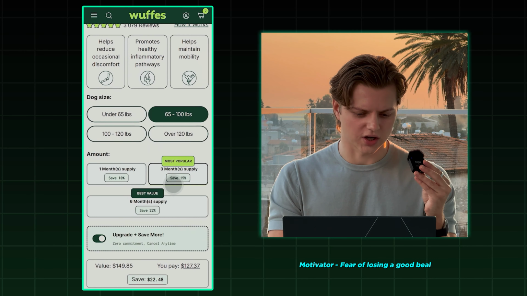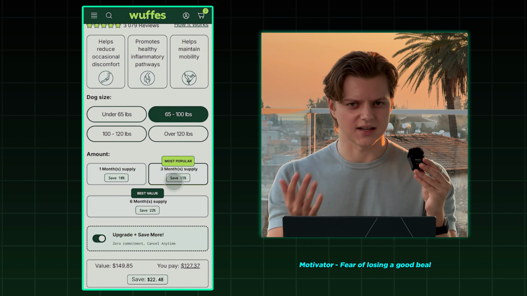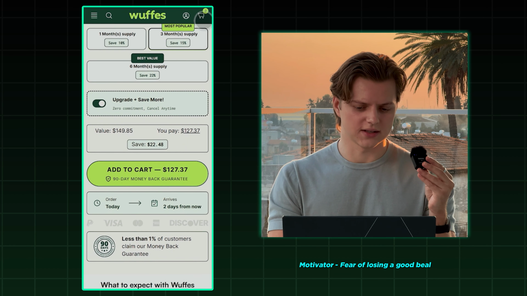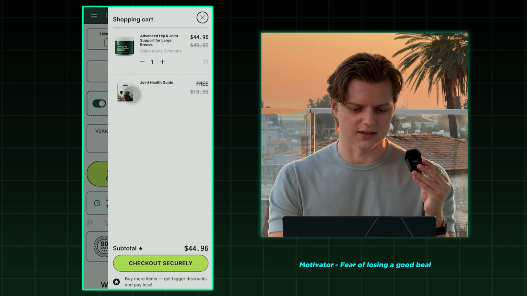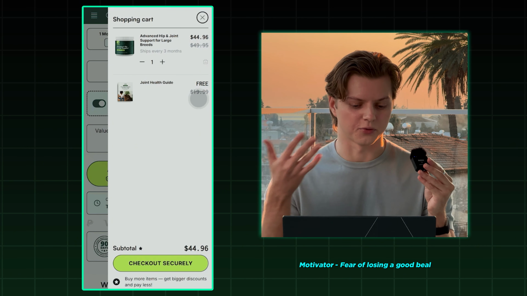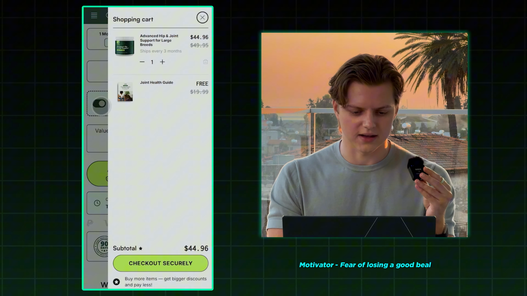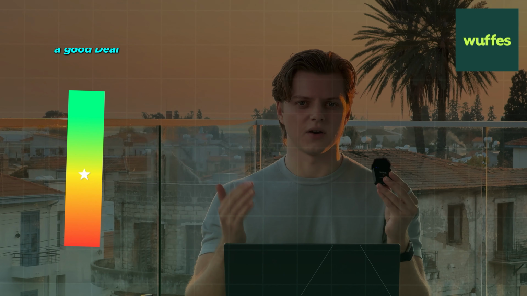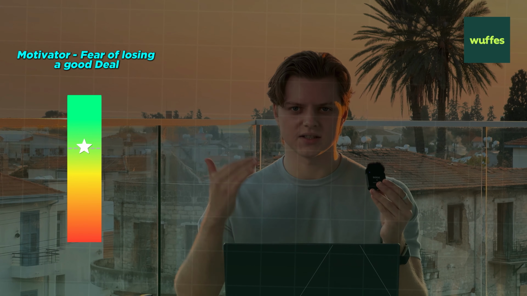For the fear of losing out on a good deal, I'll rate them in the middle, because they do have this section here which displays savings and you perceive that you are getting a deal. And in addition to this, in the cart, they have this free joint health guide with a $19.99 price tag for free, which does amplify the perceived value of the offer. But I would say the fear of losing out on a good deal on Woofs is average.